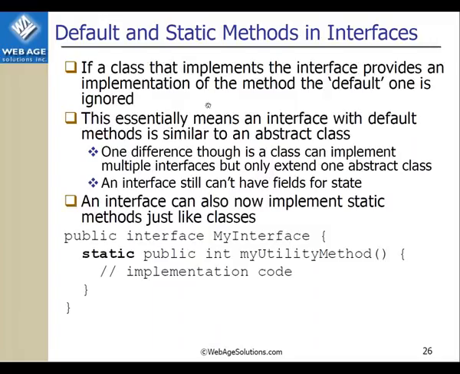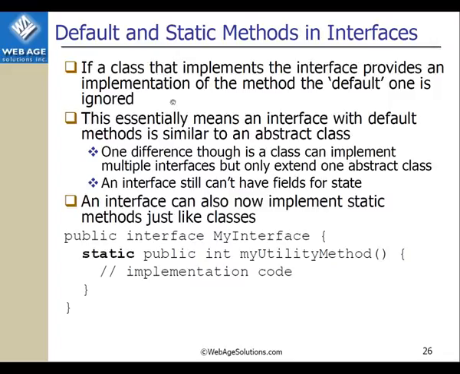So if a class implements the interface and provides an implementation of the method, the default one is ignored. And I would use the one that's defined in the class that's implementing the interface. Basically, it means that an interface with default methods becomes, in my mind, similar to an abstract class. Because remember, in an abstract class, we could have some methods that were abstract and needed to be implemented by classes that extended that abstract class, or we could have methods that had an implementation.